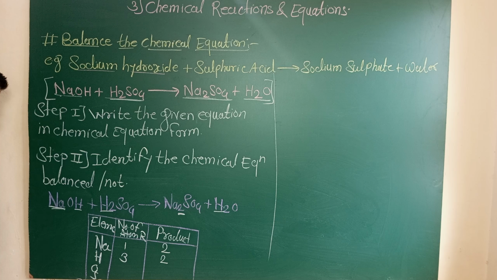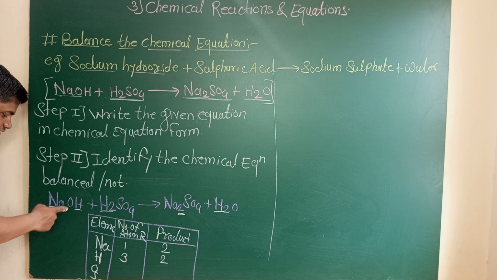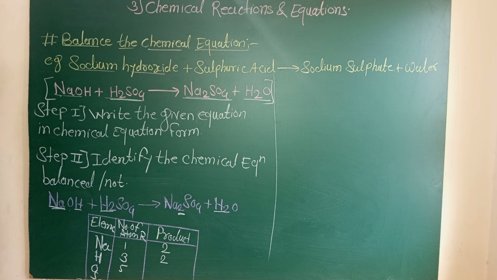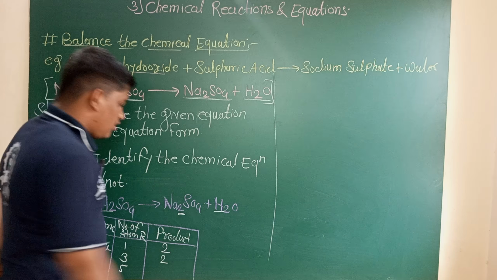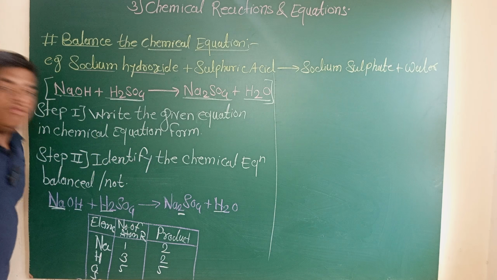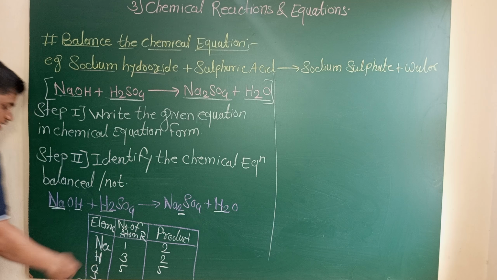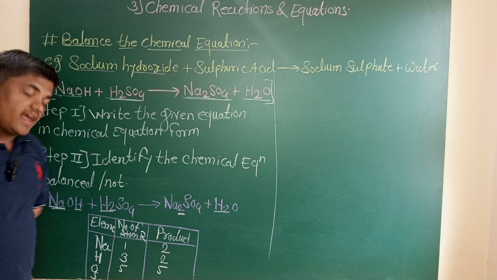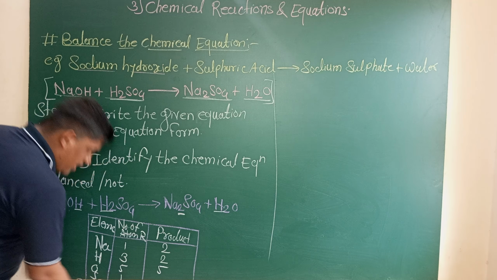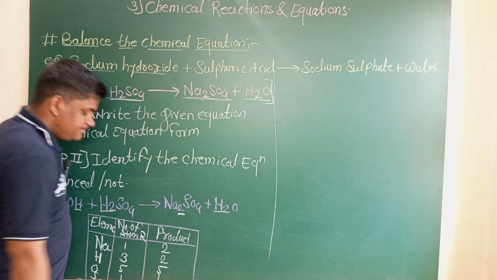Then oxygen. Let us count the number of oxygen atoms in the reactants. That is 1 and 4, so there are 5 oxygen atoms in the reactants. The number of oxygen atoms in the product is 4 plus 1, so 5 oxygen atoms in the product. Then the last one, sulfur. There is only a single sulfur atom in the reactants, and again only a single sulfur atom in the product.